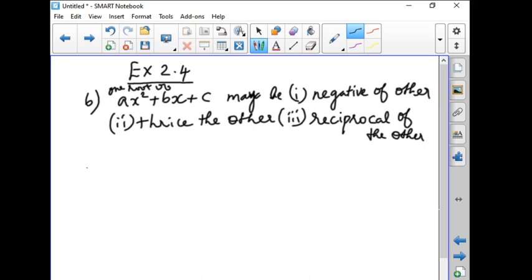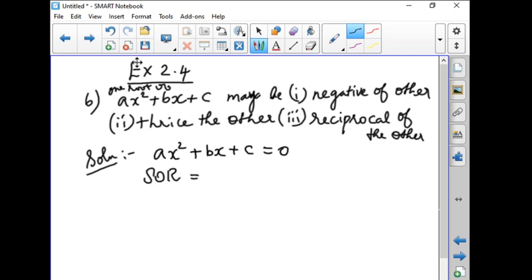Okay. So first let us go with the solution. From this we can write the sum of the roots in the given equation ax square plus bx plus c is equal to 0. What is the sum of the roots? Sum of the roots is equal to minus b by a. Product of the roots is equal to c by a. So first let us understand this.